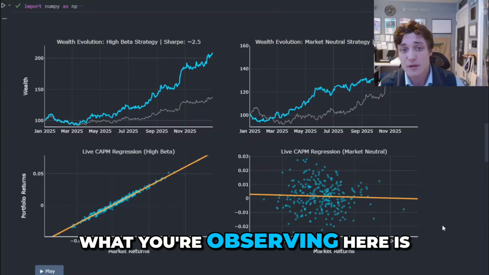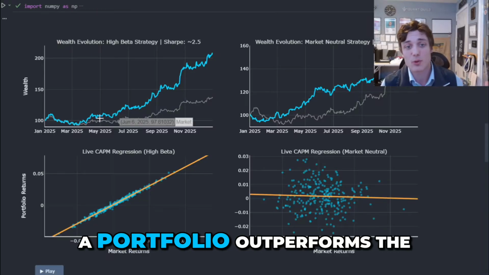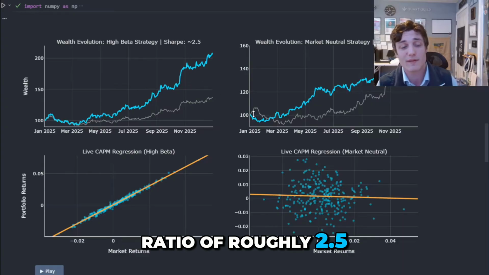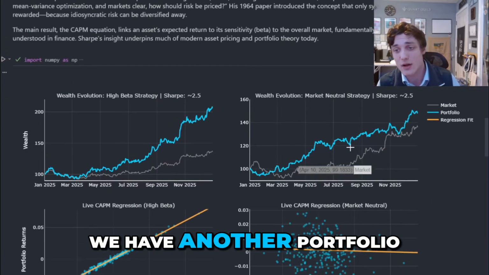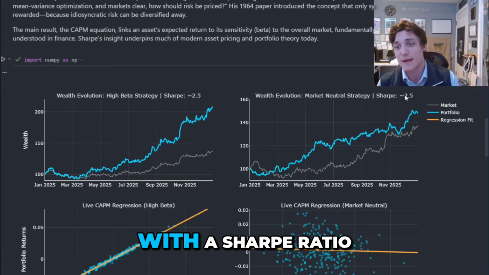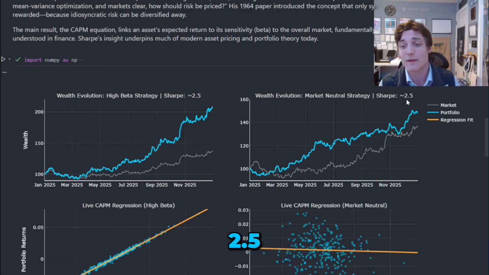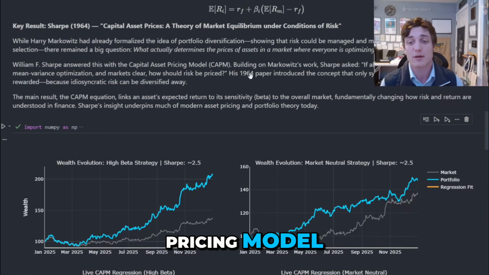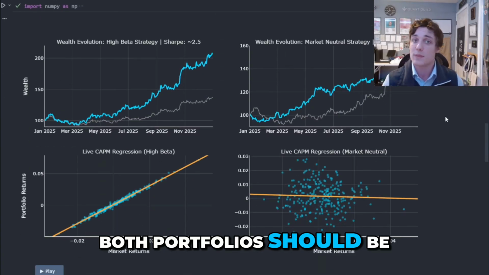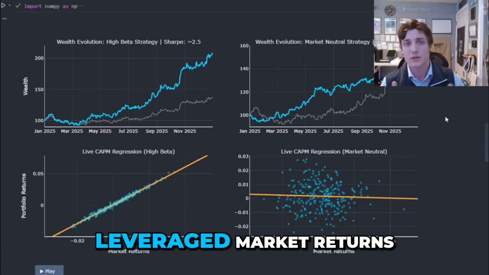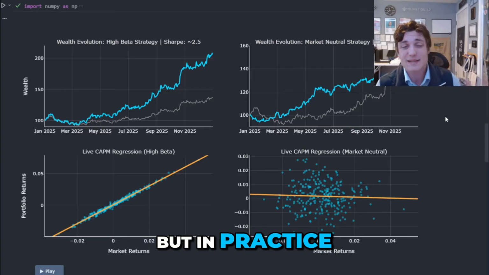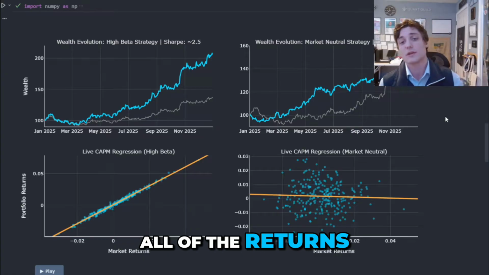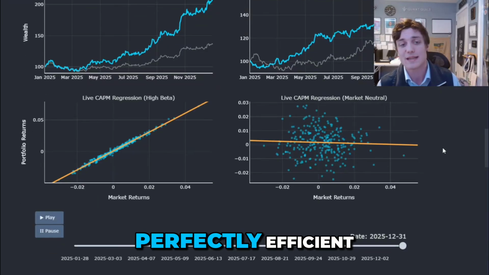What you're observing here is, on the left, a portfolio outperforms the market with a Sharpe ratio of roughly 2.5. On the right, we have another portfolio that outperforms the market with a Sharpe ratio of roughly 2.5. In Sharpe's perfect world, with the capital asset pricing model, both portfolios should be just a form of leveraged market returns. But in practice, the market does not perfectly account for all of the returns available to us. The market is not perfectly efficient.